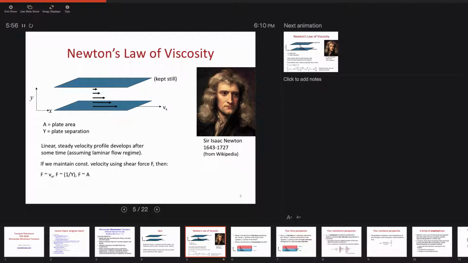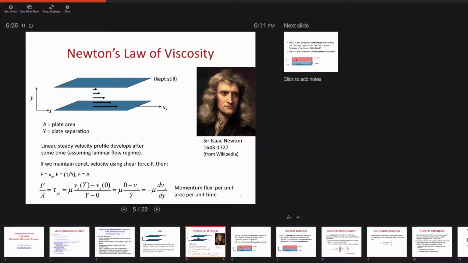So if I'm looking at the shear force, and shear force is literally the force in the direction parallel to those plates, it's proportional to the velocity with which I'm moving the lower plate, obviously. The larger the separation, the smaller the force, so it's inversely proportional to that. And it's also proportional to the area that I have. When I formalize that, I'm going to call shear stress tau yx, F divided by A.